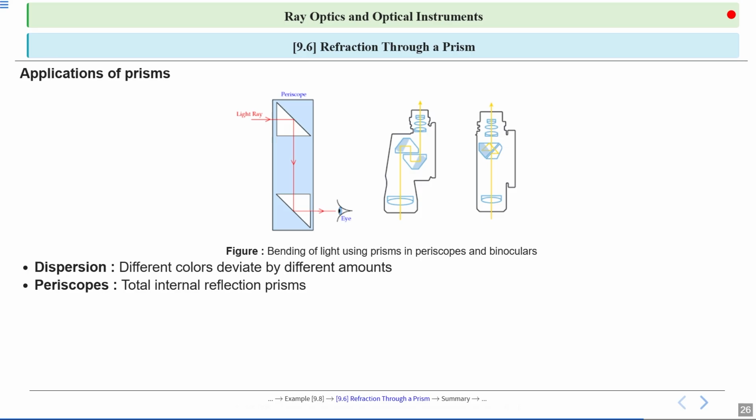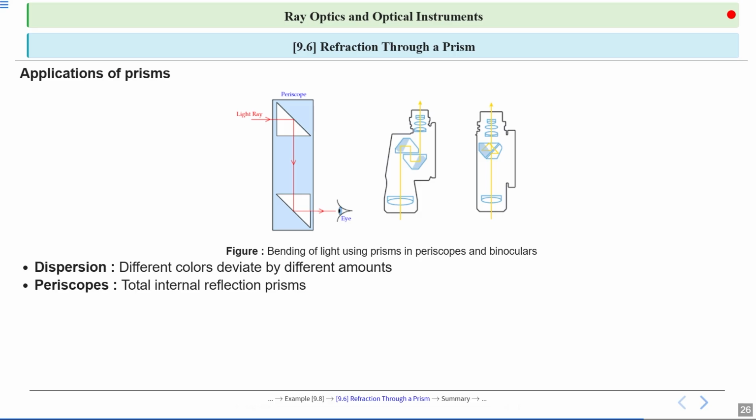Okay, so in the first diagram you can see there is a red light which is entering, red color. So that is the light ray, and that is the setup of the periscope. Light is entering from one side, so that prism is known as a porro prism. So what is happening here? Total internal reflection.